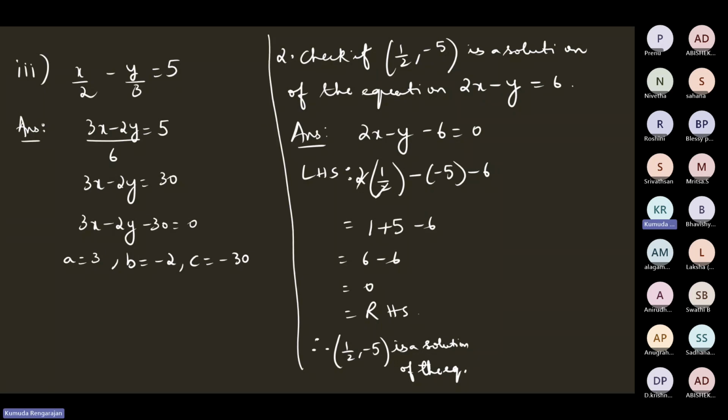So the first question was to write the equation in the standard form and write the values of A, B, and C. Next question, to check if the given point is a solution. For that, you should write the equation in the standard form. Take the x and y values given, work the LHS, and you must get 0. If you get 0, which is equal to the RHS, the equation is satisfied. That means it's a solution. Otherwise, it's not a solution.